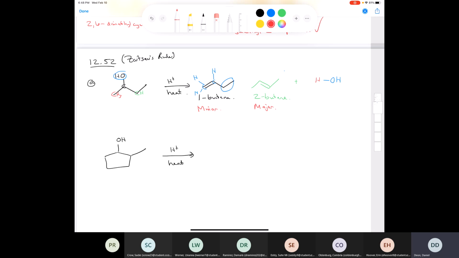Let's do one more. Okay, let's try this example right here. The same rationale. I'm going to end up forming H2O, water. I have my carbon with the hydroxyl. I have two neighbors. I have this one here that is a CH, and I have this one that is a CH2. If I pull a proton from the carbon that's highlighted in blue, I would end up with this alkene that looks like this. If I pull a hydrogen from the carbon that's highlighted in red, I would end up with this alkene. Could anybody tell me, would the red or the blue be the major product in this case?